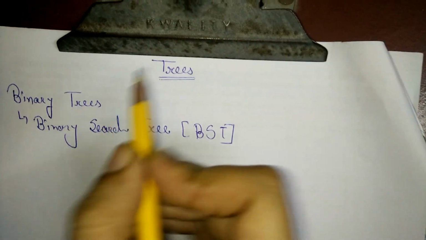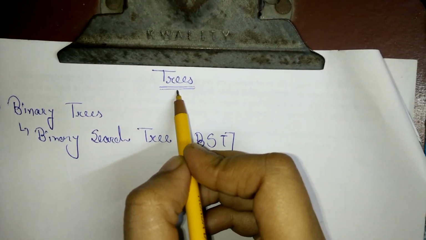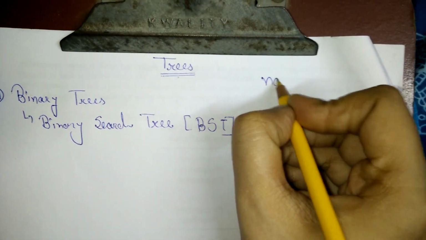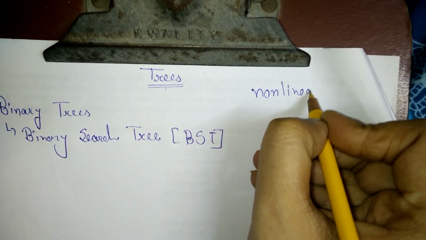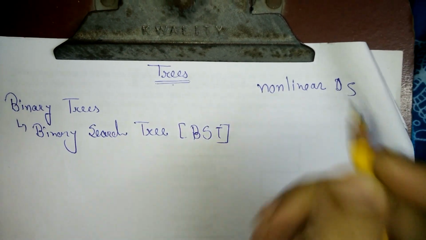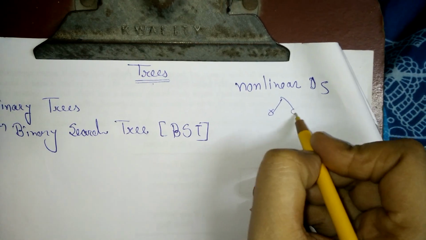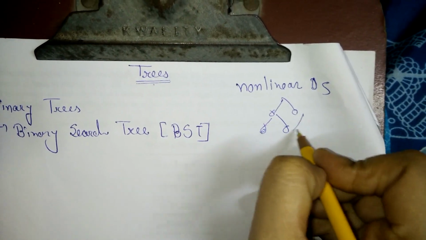The topic that we are going to see today is trees. Now, how are we going to define trees? A tree is a non-linear data structure which is generally used to denote a dictionary or hierarchy type data structure.